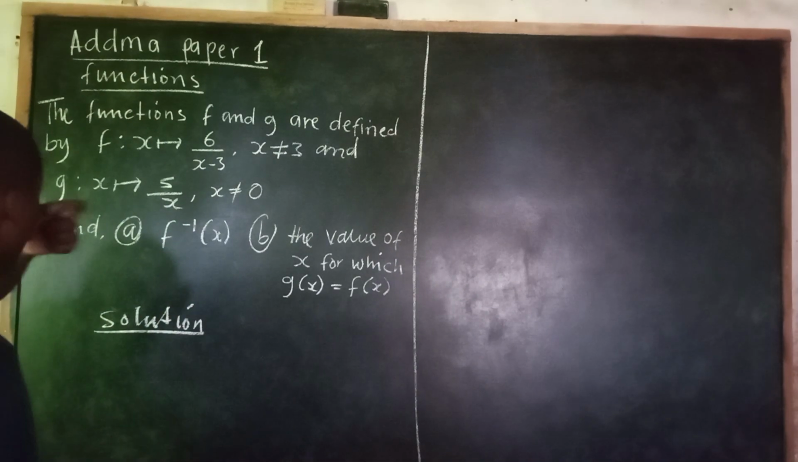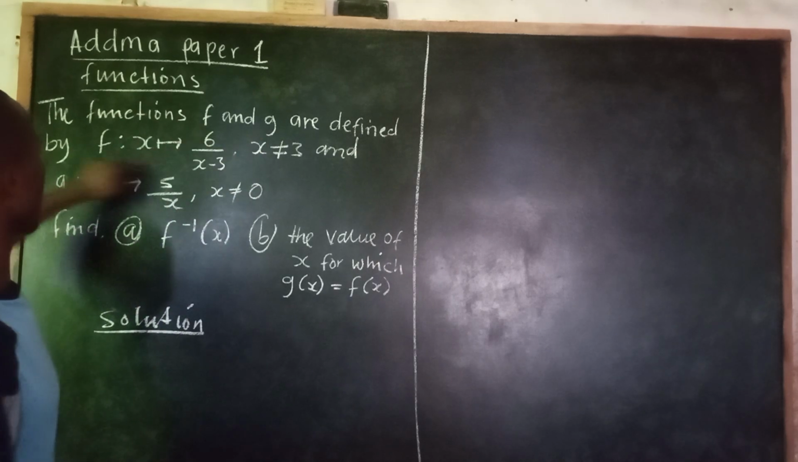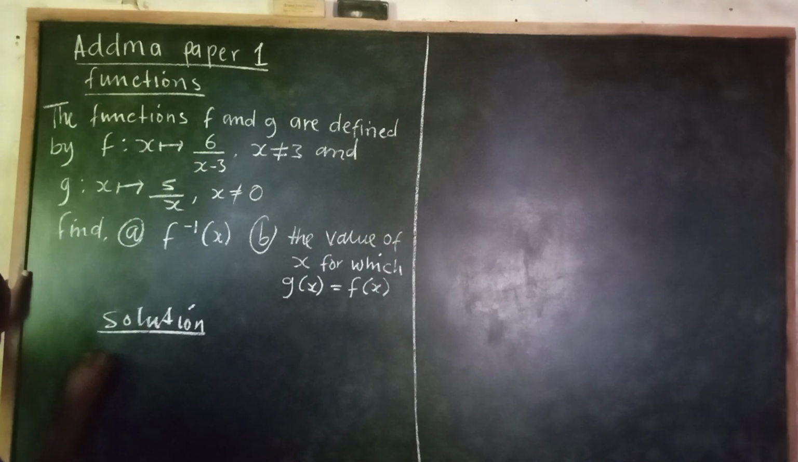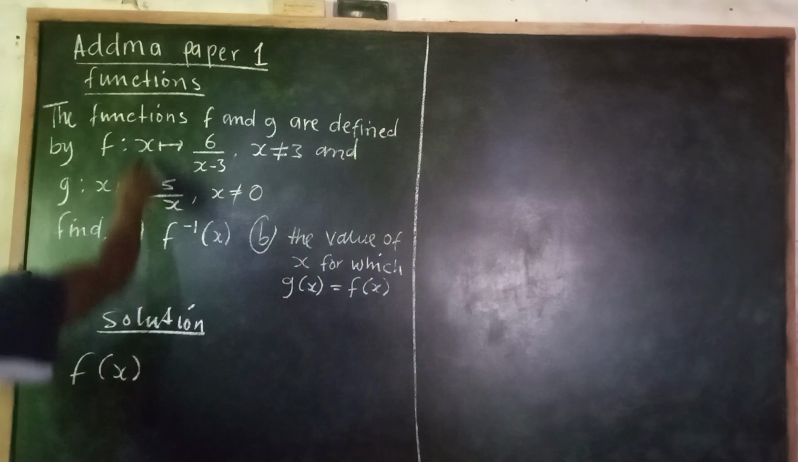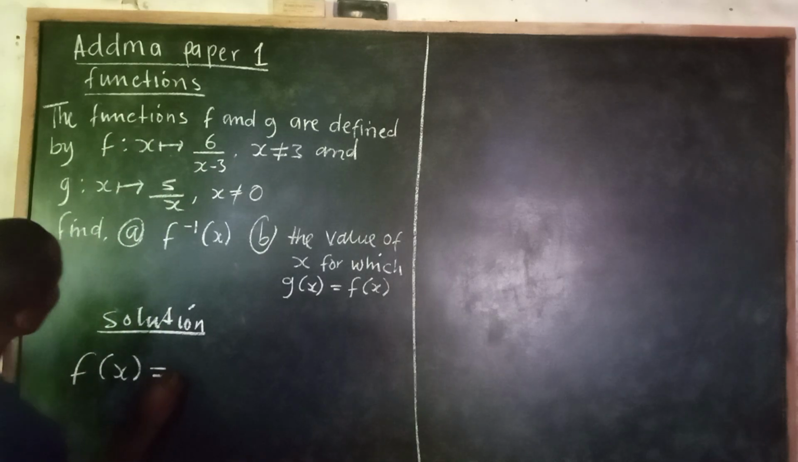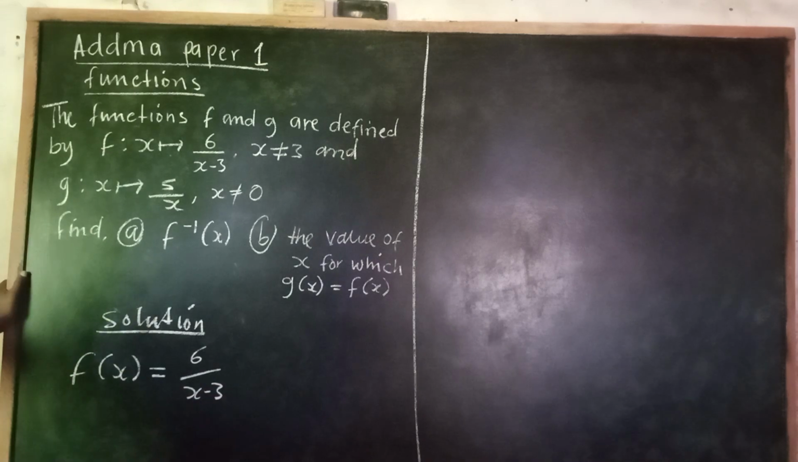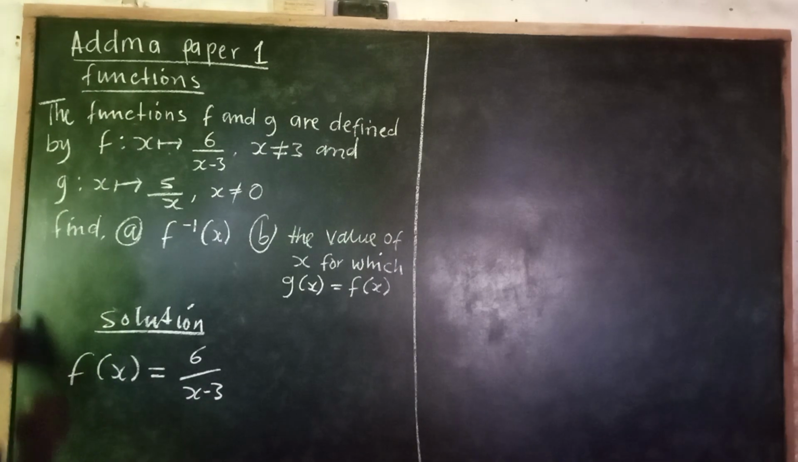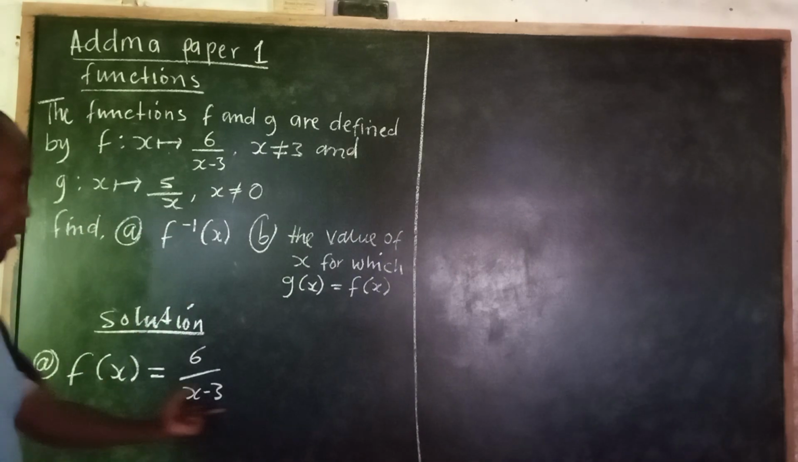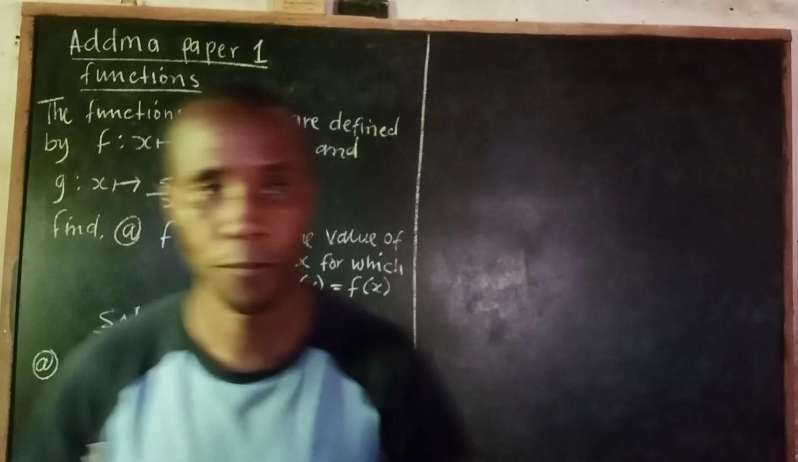F of x, we are given in the statement. It is this one. Now we are going to write it in this form, where we say f of x equals 6 over x minus 3. So now we are trying to find the inverse of this function that we have here. Now how do we find the inverse?